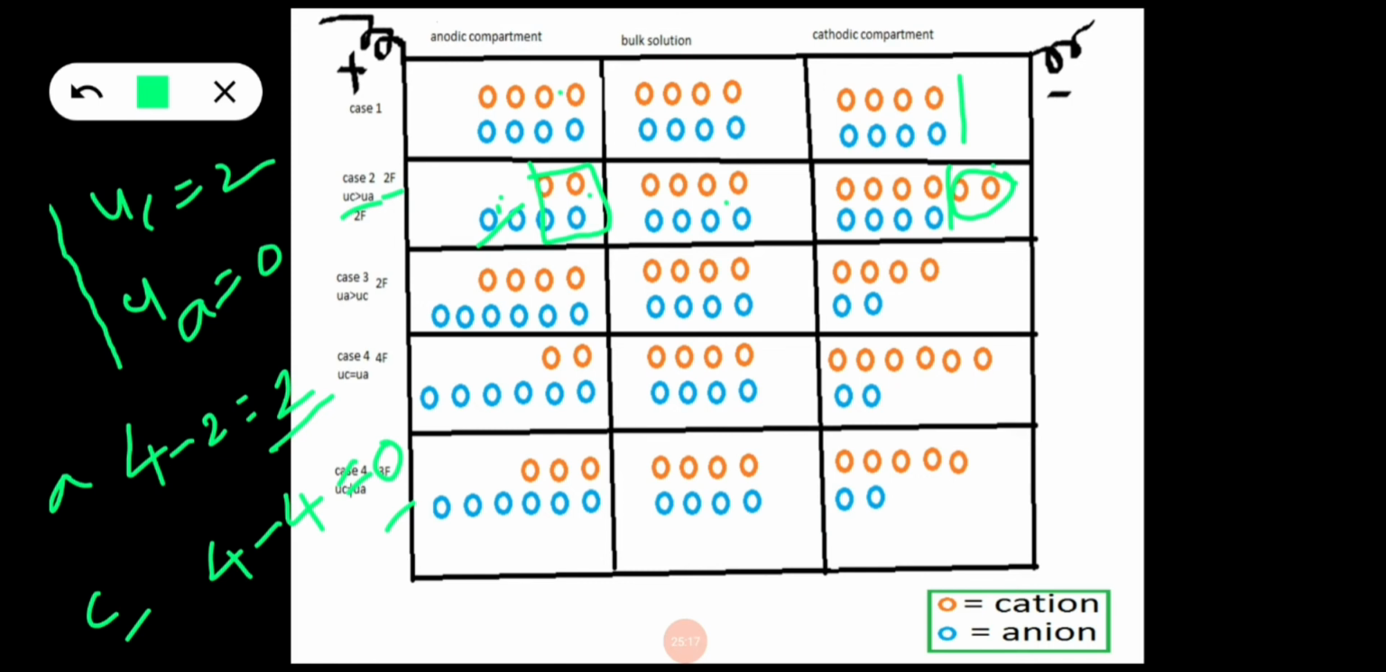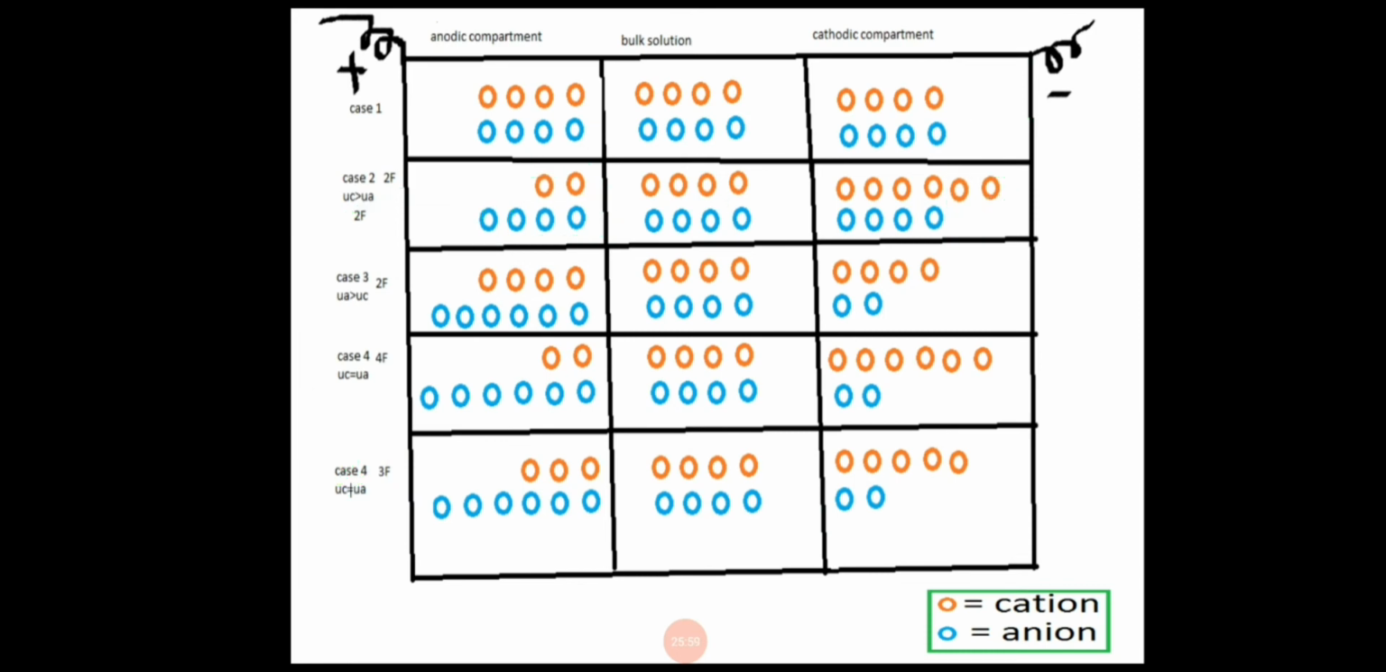And we know that the speed of anion is 0. That means no anions are moving to the anodic compartment from the cathodic compartment. Anions will move out of the cathodic compartment and towards the anodic compartment. As no anions are moving out of the cathodic compartment, the decrease in the concentration is 0. So we can say that the decrease in the concentration is always proportional to the speed of the ion which is moving out of this compartment.